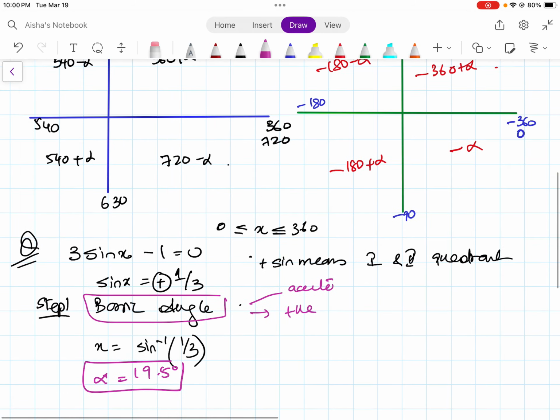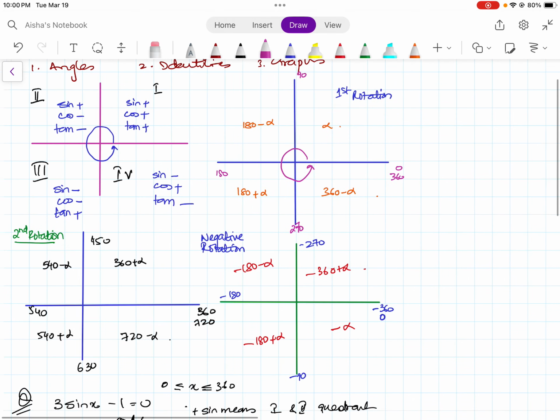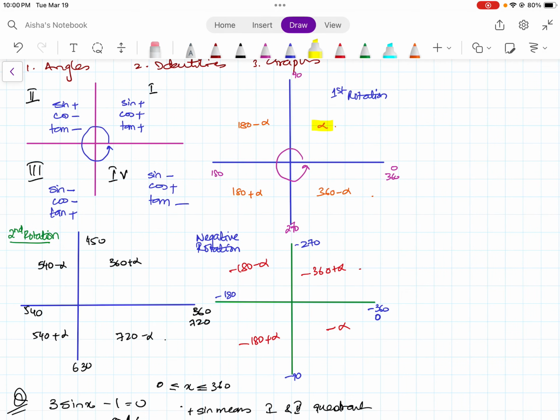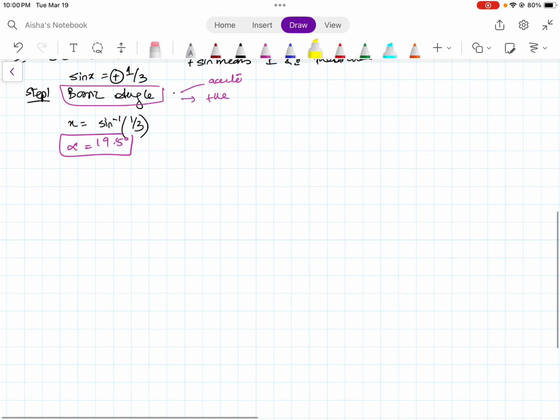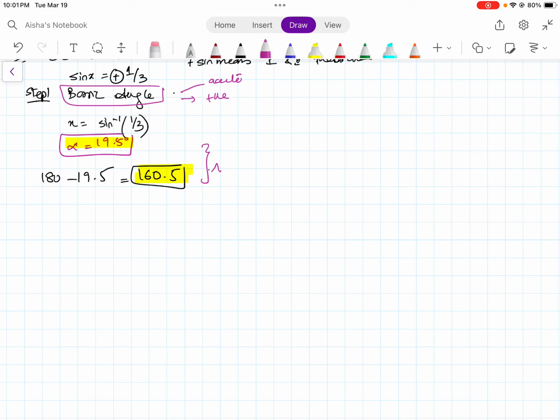Now sine is positive in the first and second. So for first and second, what are the formulas? It is alpha and 180 minus alpha. So first, alpha itself is the answer. Next is 180 minus 19.5 is the next answer. So these are two of my answers.